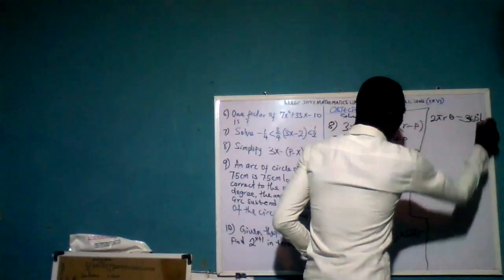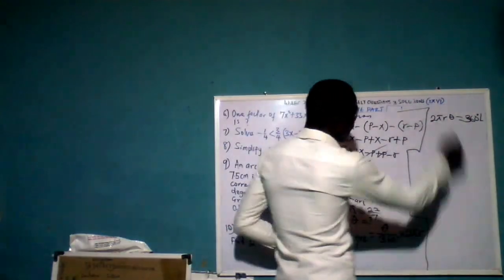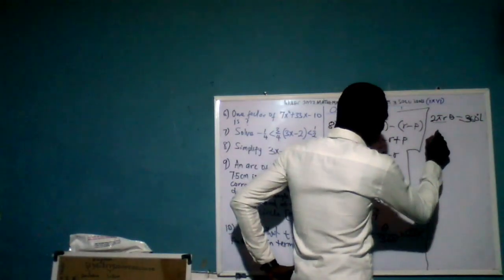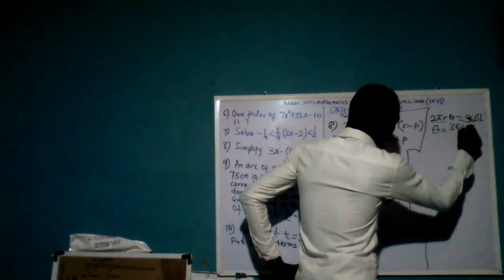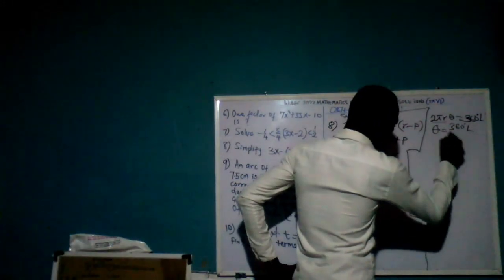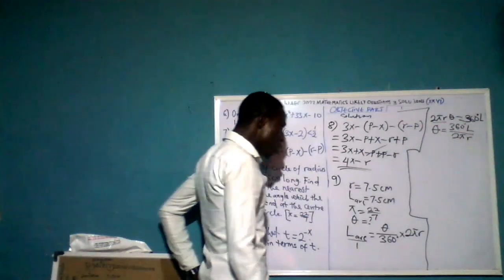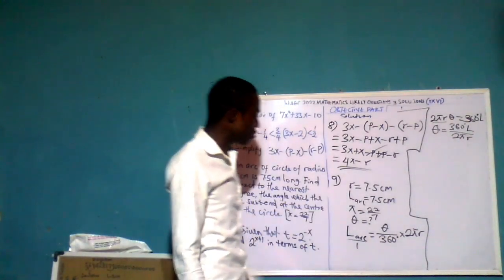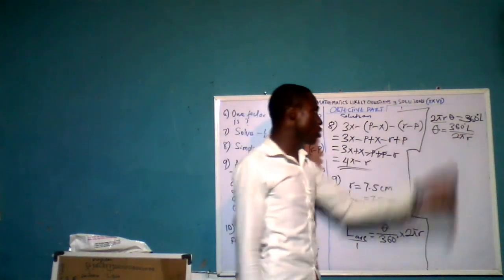360 degrees, of course. Then L, don't forget, stands for the length of arc. Straight away you make theta the subject of the formula by dividing both sides by 2 pi r, and you have theta equal to 360 degrees times L all over 2 pi r. You have the radius given, the length of arc given, and pi given. All you need to do is substitute them into this equation and you get your theta.